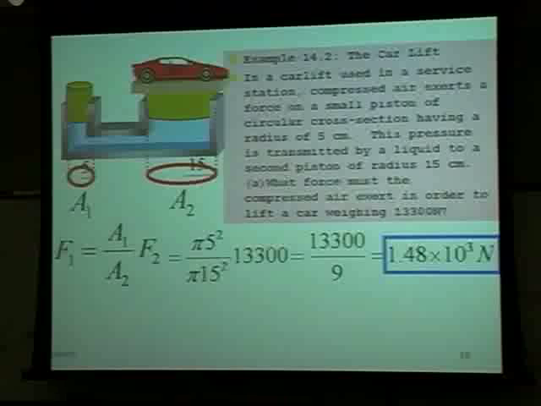1.48 times 10 to the 3 newtons would be about the weight of 2 adult human beings. So if 2 of us got on this small piston, then we could lift up the car.